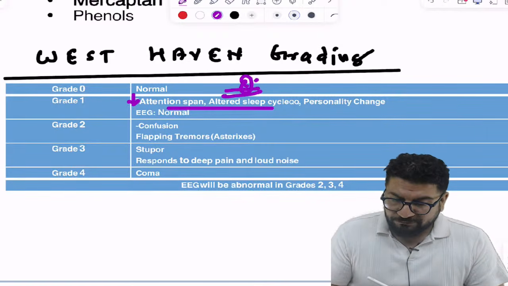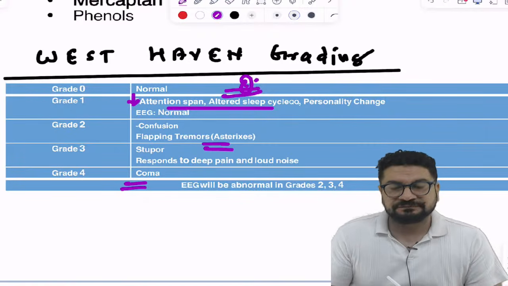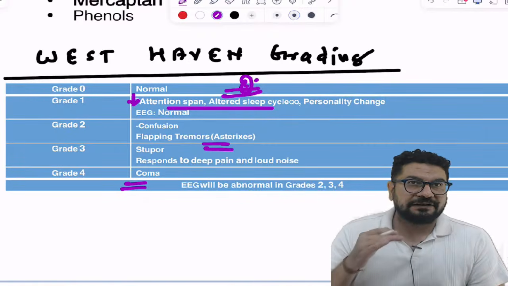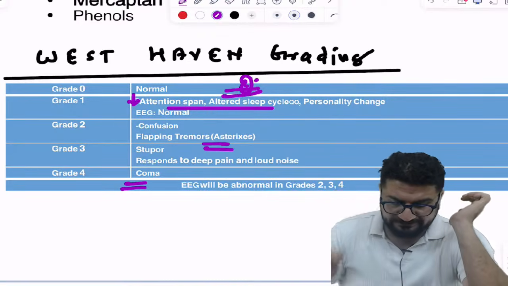In grade 2 the patient can develop flapping tremors. And at last, what happens? Coma occurs. So these are called West Haven gradings. So the first sign of encephalopathy is decreased attention span and altered sleep cycle.